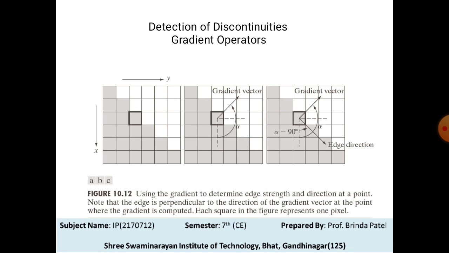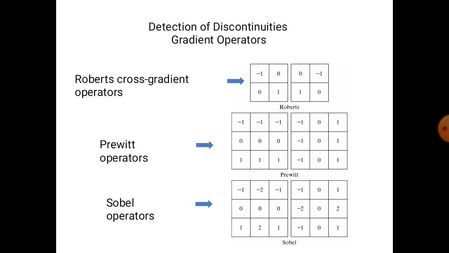We show here an approach for computing the derivatives in the x and y directions using 3 by 3 neighborhoods centered about a point. It consists simply of subtracting the pixels in the top row of the neighborhood from the pixels in the bottom row to obtain the partial derivative in the x direction. Here are the gradient operators.